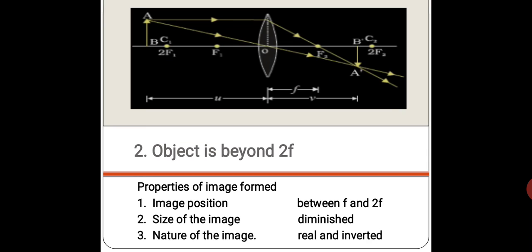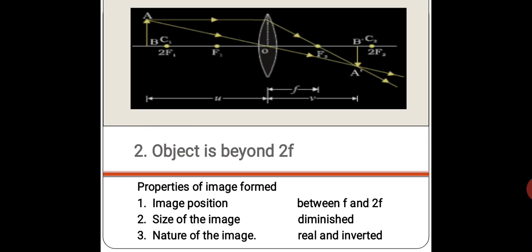The second one is when the object is kept beyond 2f. 2f is nothing but the center of curvature of the lens. So when you place an object beyond 2f, here in this diagram, AB is the object to the left of the lens. And we have to measure the distance between object as u. u is the distance between object and the optical center of the lens.